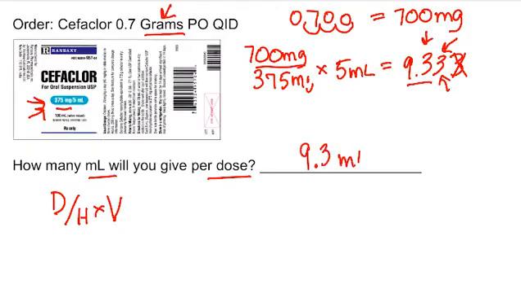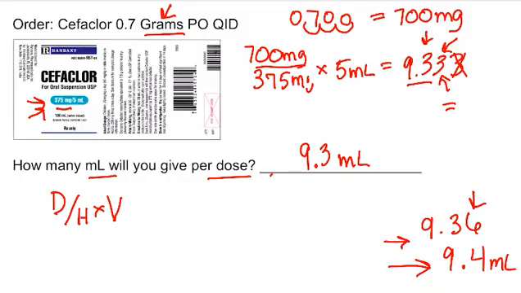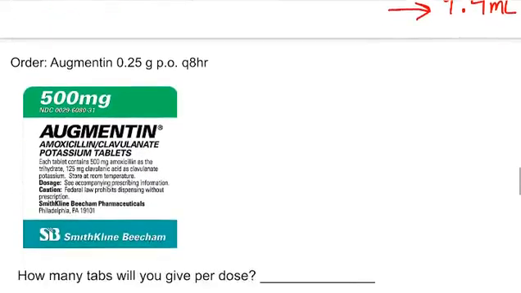9.3 milliliters. Okay? If my answer, and it's not, let's say it was 9.36, then my answer would have been 9.4 milliliters. That's the rules for rounding here. But in this case, my correct answer is 9.3 milliliters. Okay? So let's keep scrolling along.